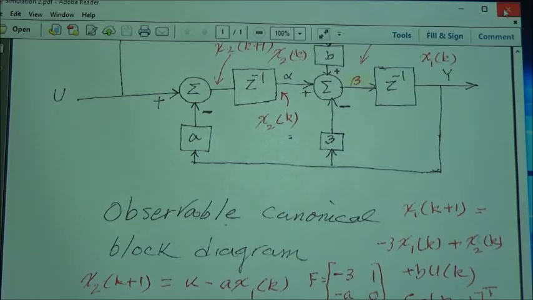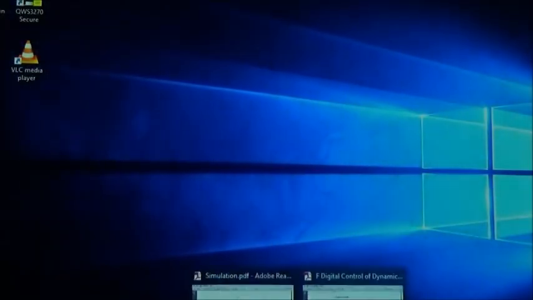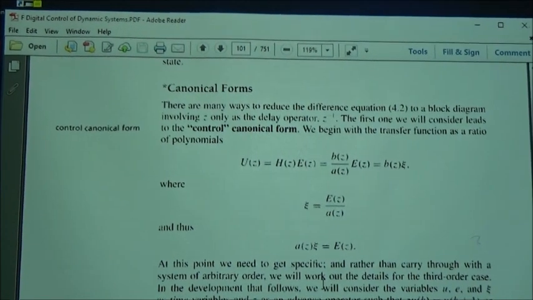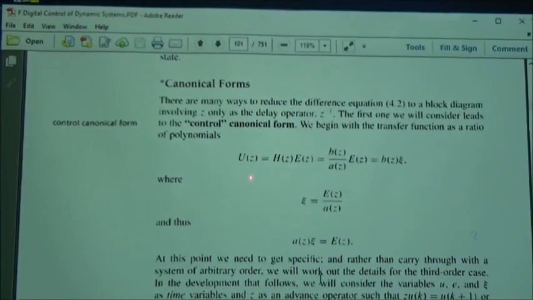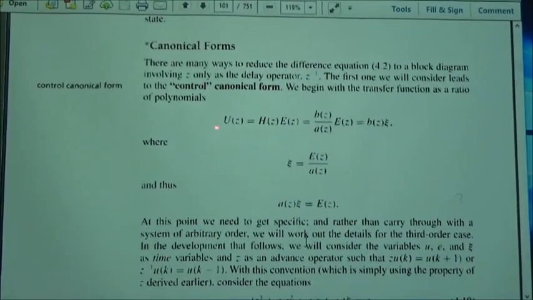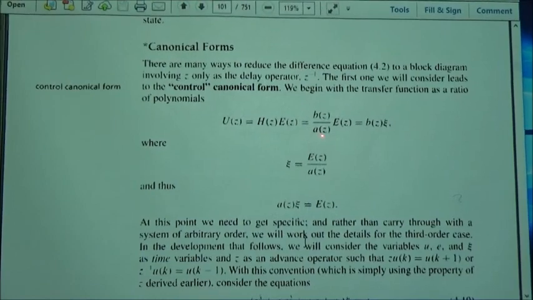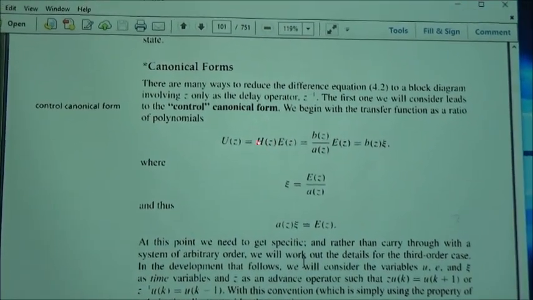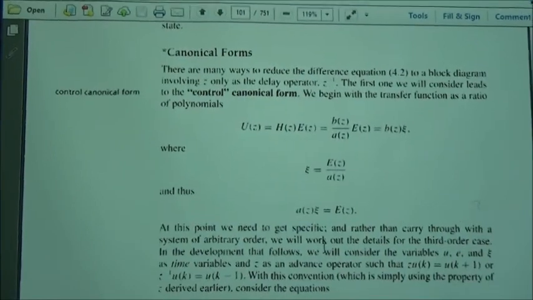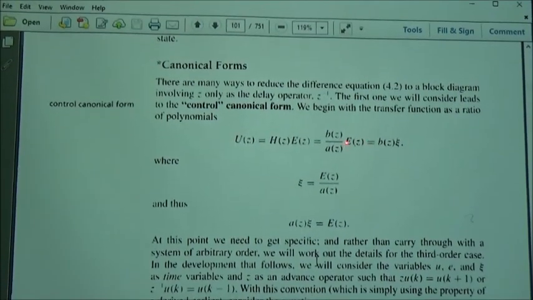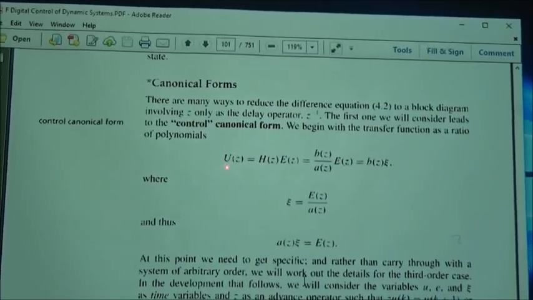Now let me go to the digital control book, in the middle of chapter 4, and let's look at, for example, the transfer function of the output of a system. U of z is equal to H of z times E of z. We consider H of z to be the transfer function, the polynomial B of z over A of z, times E of z, which is the input. So input is E, output is U.